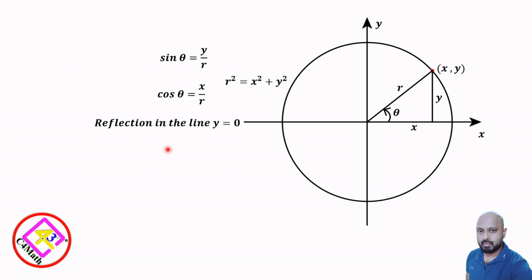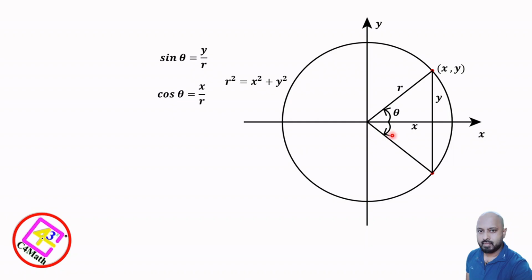Then next we are going to take the reflection of this triangle in the line y is equal to 0. Y is equal to 0 means the x-axis. That means we are going to take the reflection of this triangle in the x-axis. Okay, then if you take the reflection, it will come like this.